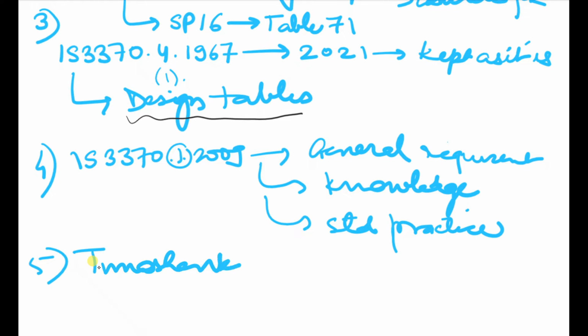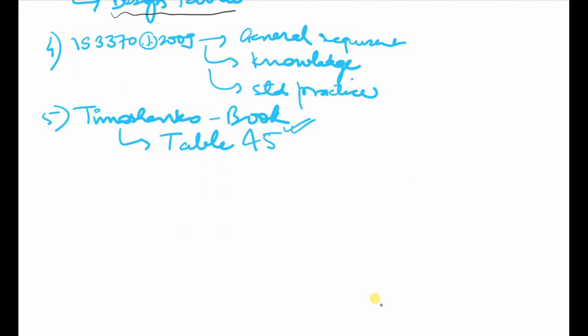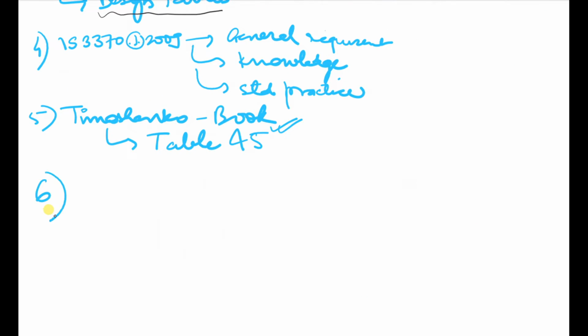There is a book as a fifth reference, Timoshenko. Don't worry, you don't need to read this book throughout. Just go with Table number 45. You should know only Table 45. It is sufficient for you to complete this design. Don't worry about reading this book for this course. Only Table 45 is important. So these are the references that we will use.